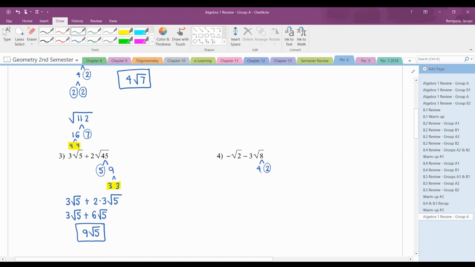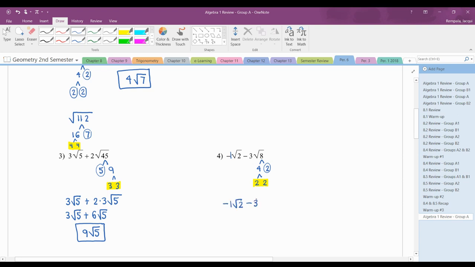2 gets circled because it's prime. Notice that 4 is 2 times 2. So notice that this time I have 3 2's, but I need a pair in order to move them to the outside. So I have one pair of 2, but then I still have a 2 left over. Okay, so if you need to, think of that negative as like a -1. So we have a -1 root 2.